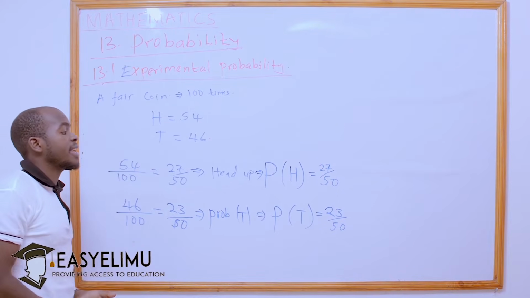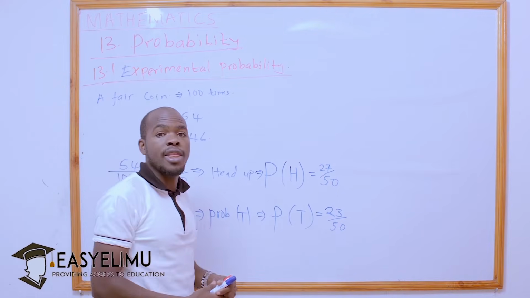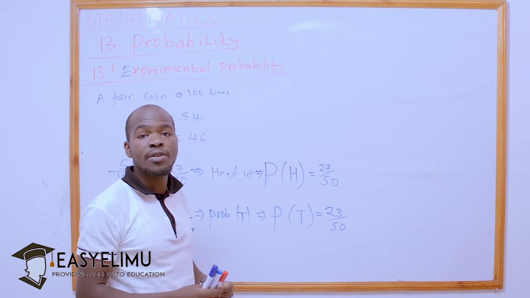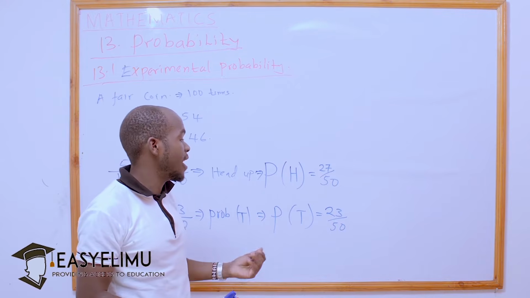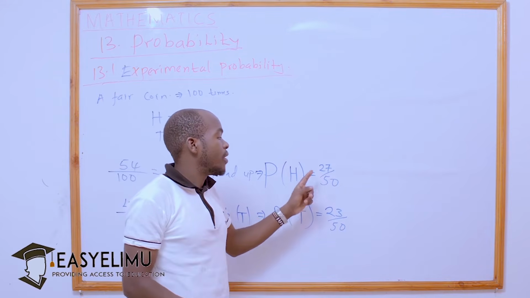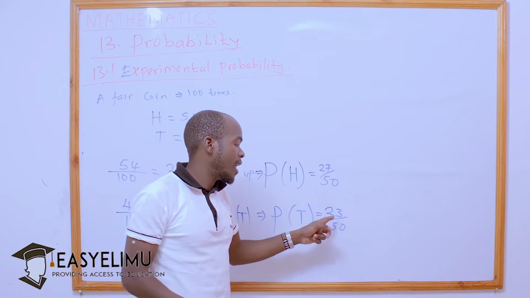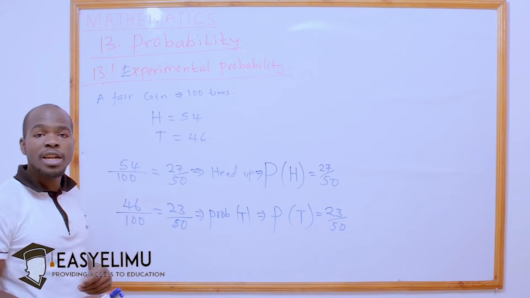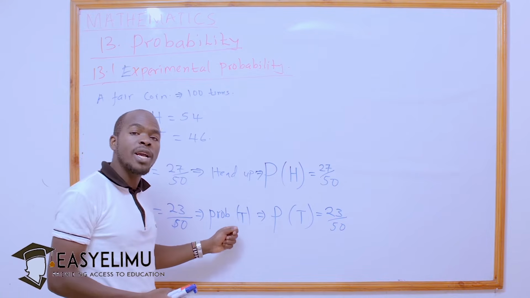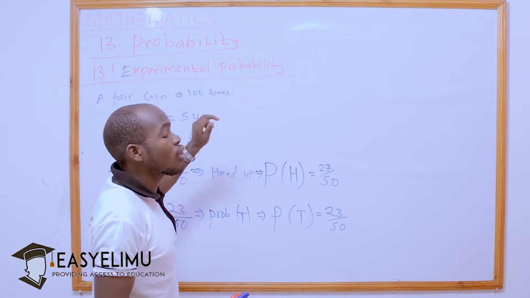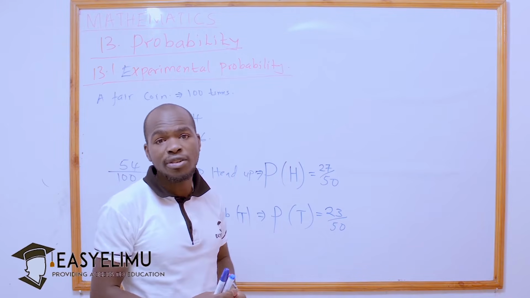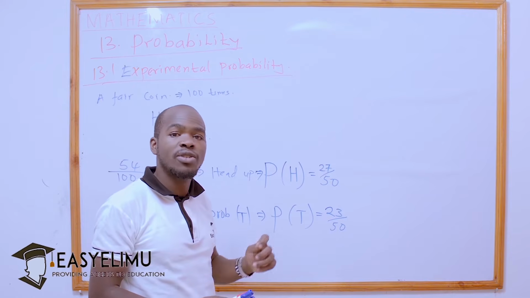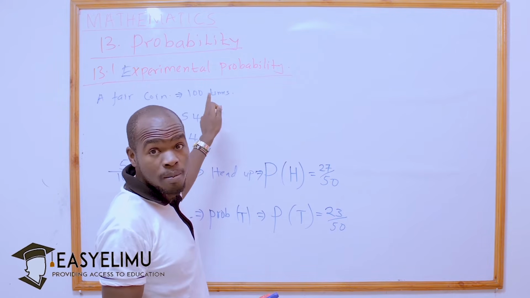From what we have done here, we shall find that for that 101, the chances of getting a head or a tail will be 27 over 50 for a head and 23 over 50 for a tail. Whatever we have done here is the probability, but we have determined it basing on the past 100 times. So it is based on the past result, or past experience, or past experiment which has been done.